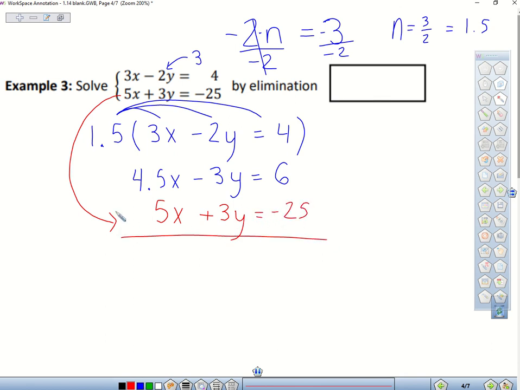And then I'm going to add these two equations together. So what's 4.5 plus 5? Good. And then what happens to my 3 y's? Cancel. And that gives me negative 19. And I divide both sides by 9.5.